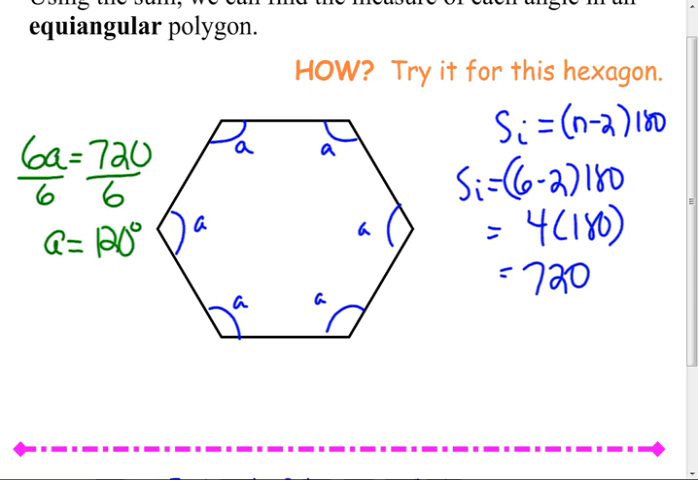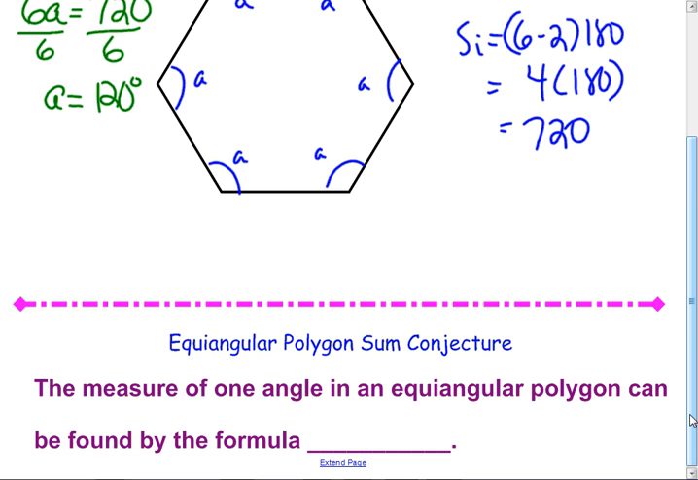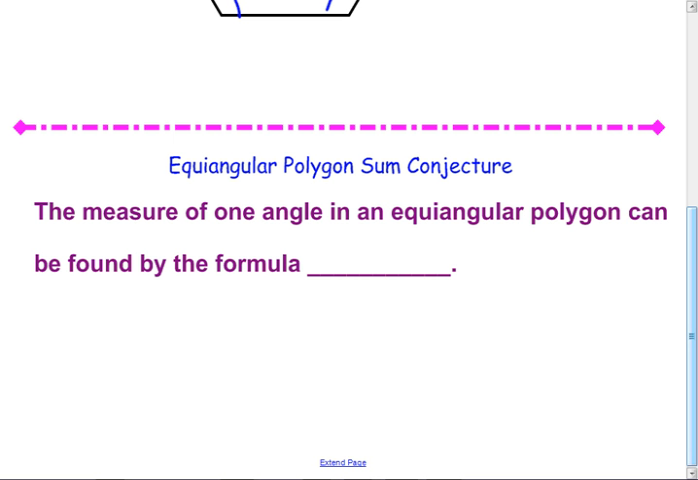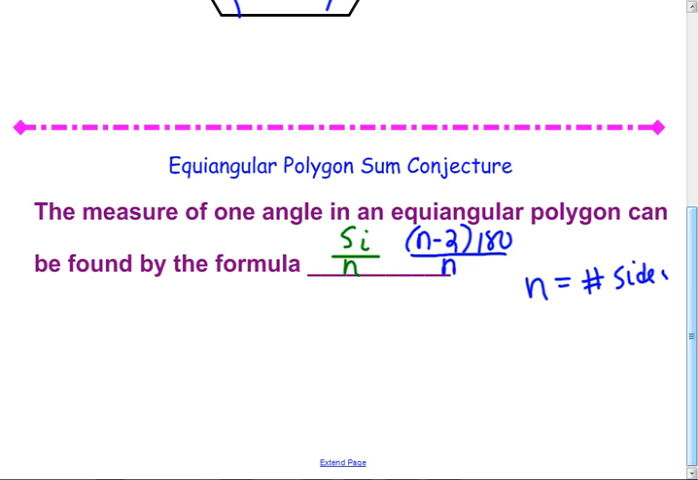So if you have an equiangular polygon, you're going to take the sum of the interior angles and divide by how many angles you have. So it's S sub I divided by the number of angles, where S sub I is the sum of the interior angles. Or you could write n minus 2 times 180 all over n. I don't like formulas, though. I would rather think it through because there are too many formulas. N is the number of sides. Now, this is only true for an equiangular polygon. If it's not equiangular, you can't do that.